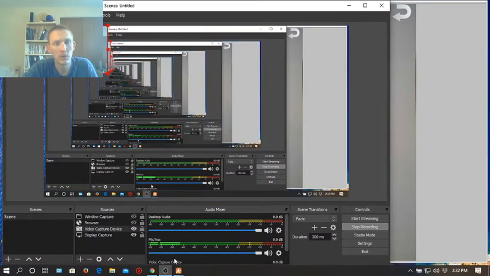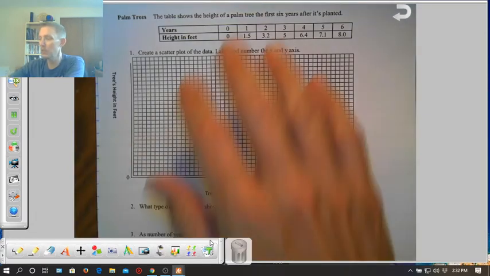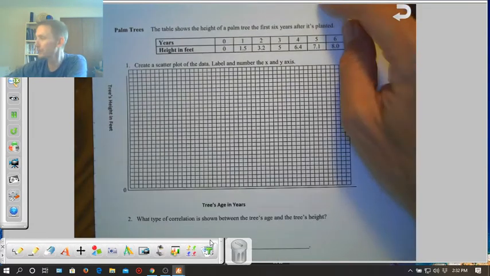We're going to have to figure out our x and y axis first, and then we'll plot our points, and then we'll find our slope and create our equation. So let's go ahead and get started here. We'll throw our camera on in the background, and let's come over here. So here we have our palm trees. This will be example number 2.